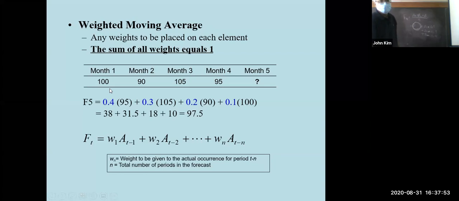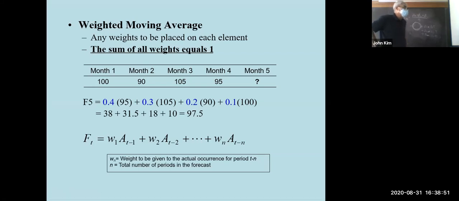So that is weighted moving average. For example, if actual data month 1 is 100, 2, 90, 3, 105, and so on, then forecast F5, then give weight. Recent data more important, so give weight 0.4, 0.3, 0.2, 0.1 like that. Then 0.4 times 95, month 4 most recent, 0.3 times 105, 0.2 times 90 plus 0.1 times 100. By the way, the sum of all weights should always equal 1.